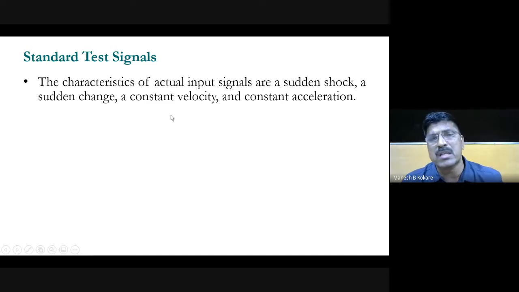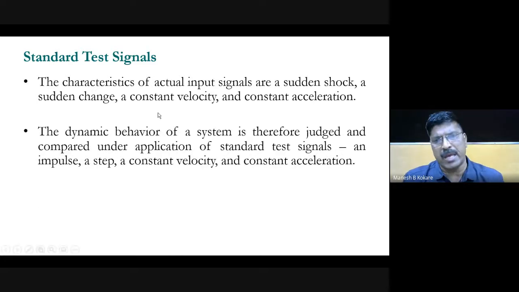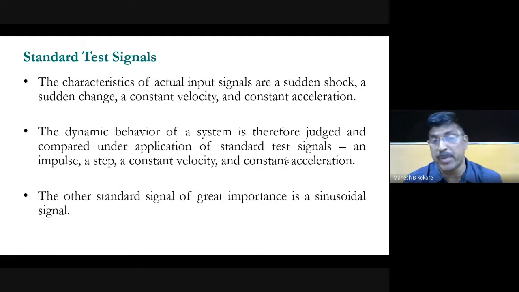So all those four signals are considered standard test signals in time domain analysis, whereas the sinusoidal signal is considered a standard test signal in frequency domain analysis. The dynamic behavior of a system is judged and compared under the application of standard test signals. For example, impulse is nothing but a sudden shock, step is nothing but a sudden change, constant velocity is the ramp signal, and constant acceleration is the parabolic signal, and so on. So these are the standard test signals by which we can see the dynamic behavior of the system.